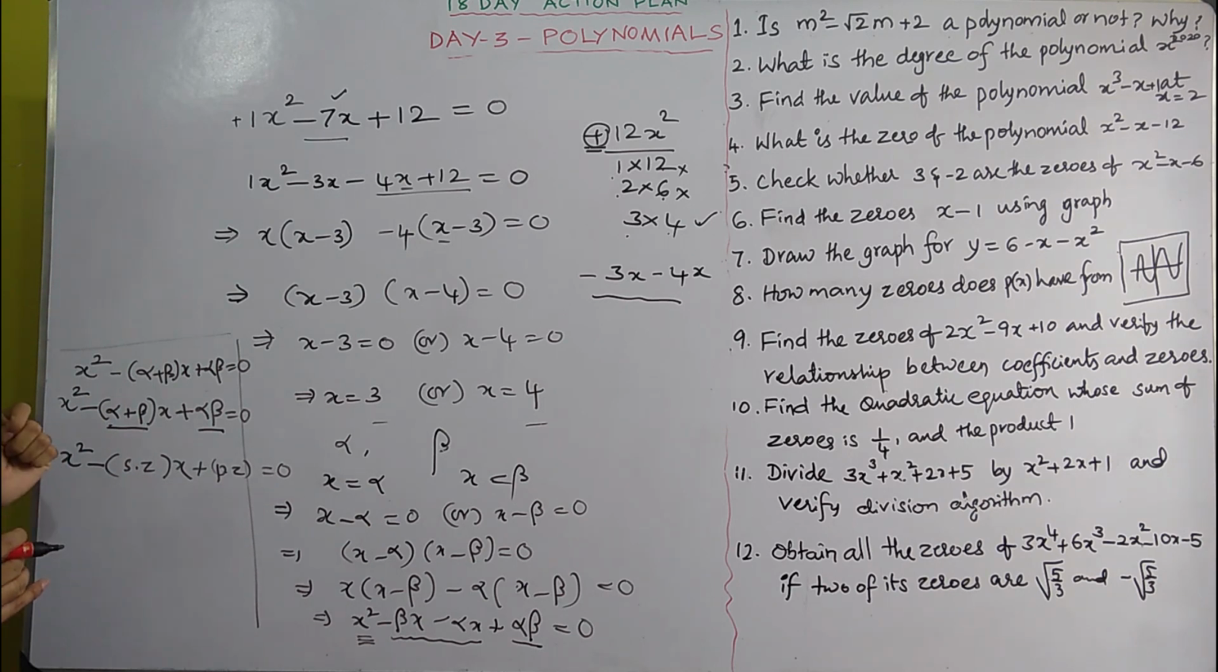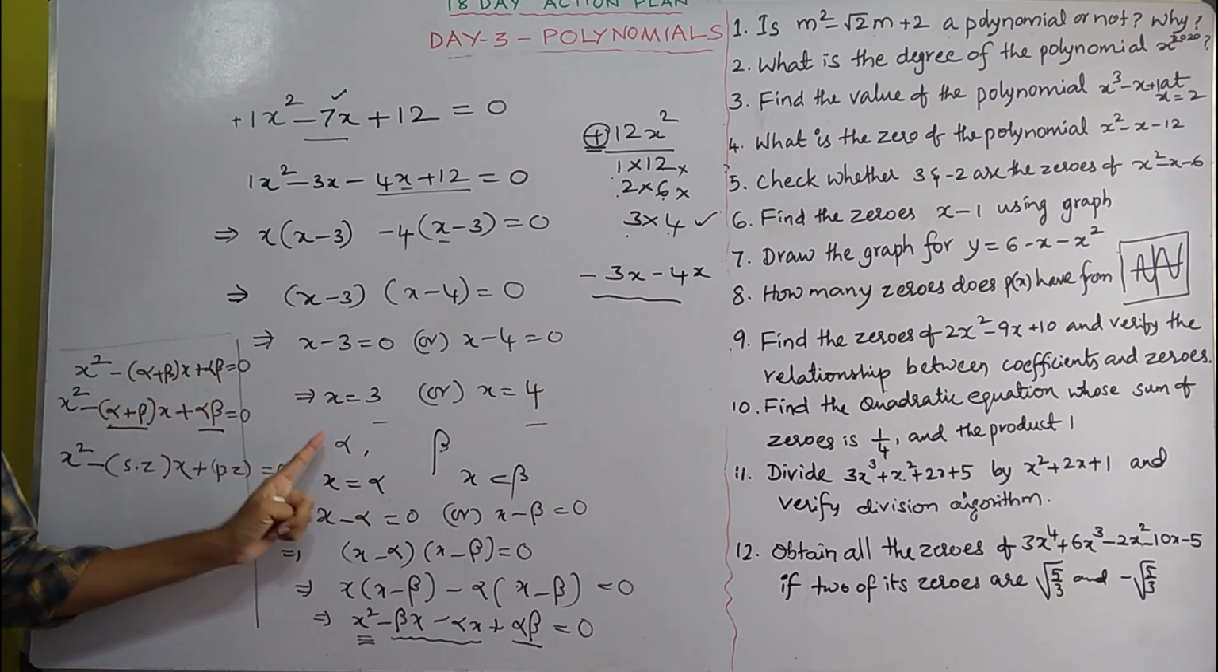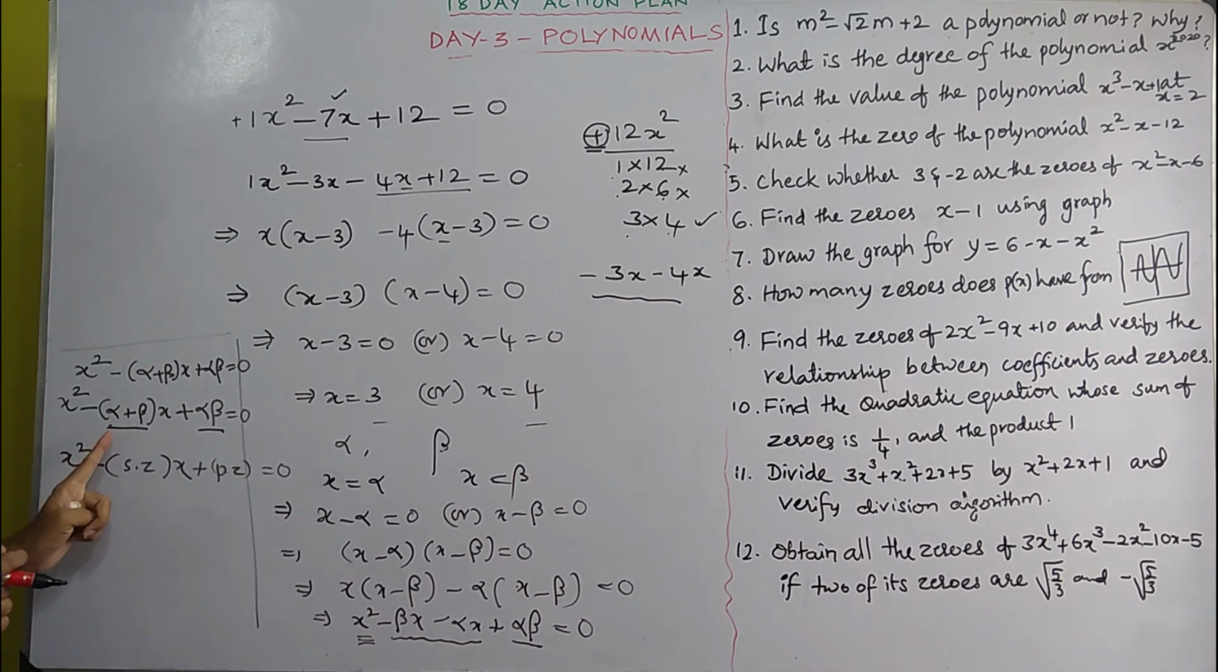So you can find the quadratic equation when zeros are given, or even when the sum and the product of the zeros are given, you can find it. You can directly substitute here and you will get the quadratic equation.